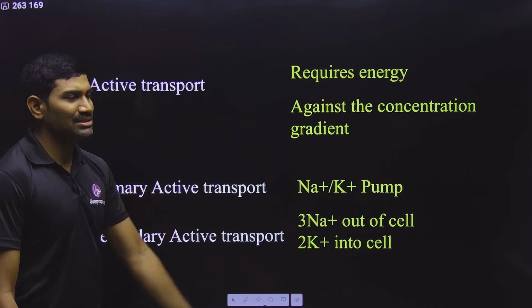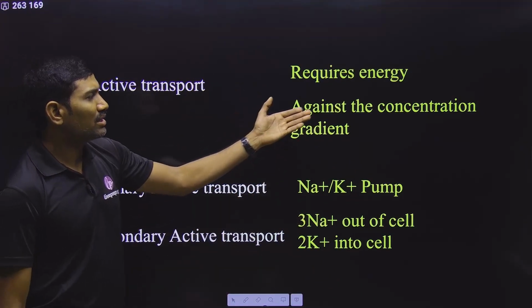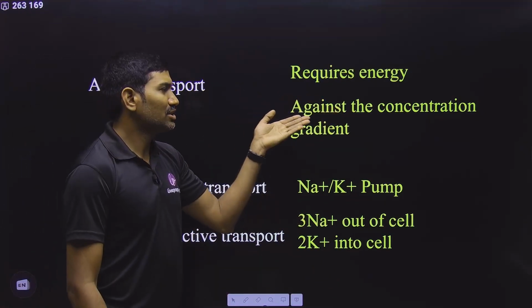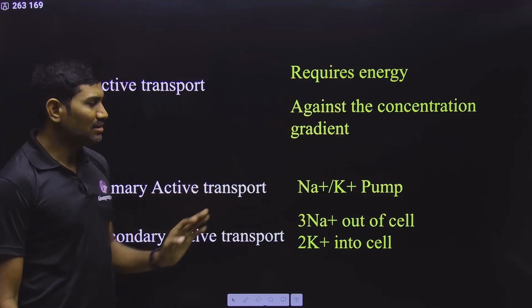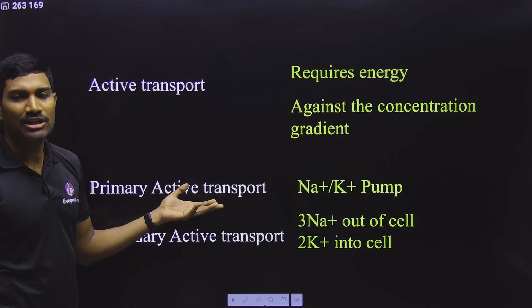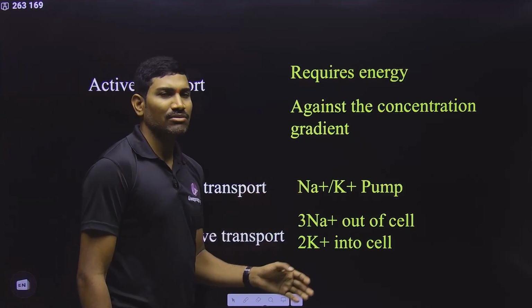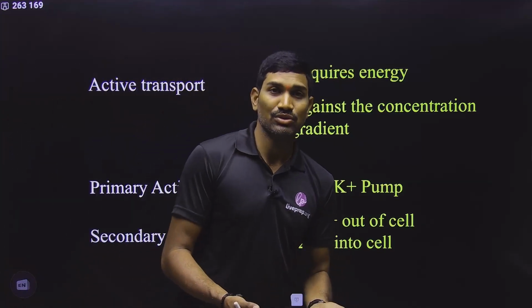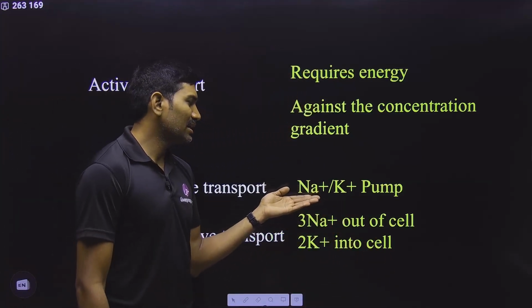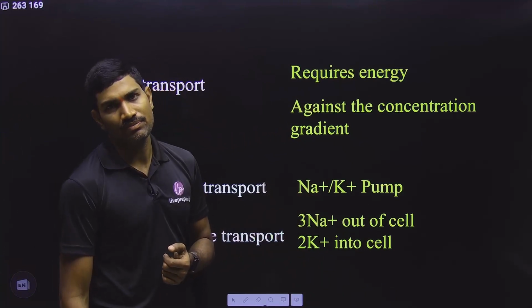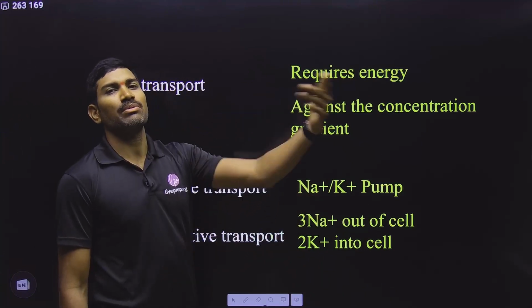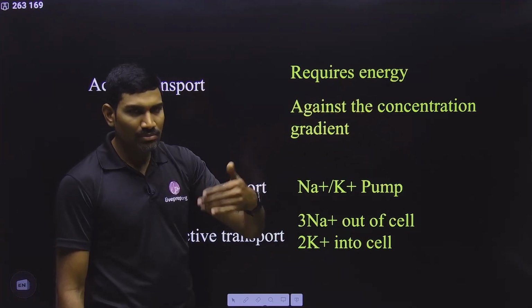Active transport requires energy. Movement of molecules is from lower concentration to higher concentration. That's why it is called against the concentration gradient. Here it is divided into two types, primary active and secondary active transport. In primary active transport, ATP energy is directly used. One important example given in NCERT is the Na plus K plus pump. If 3 Na plus are pumped out of the cell, 2 K plus are pumped into the cell.